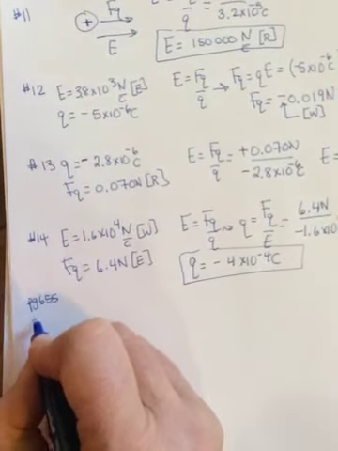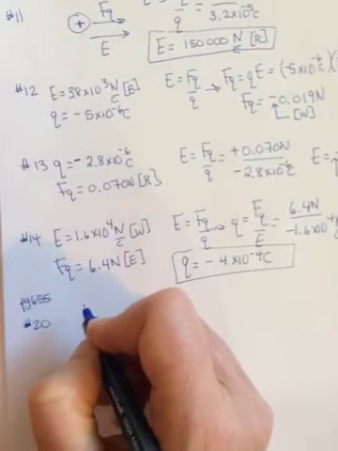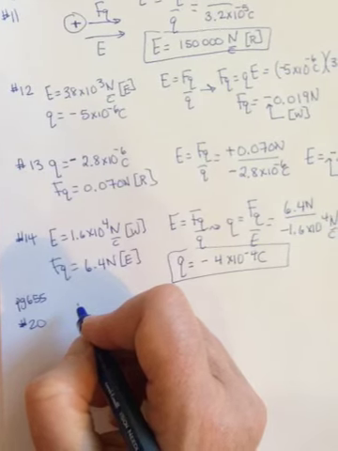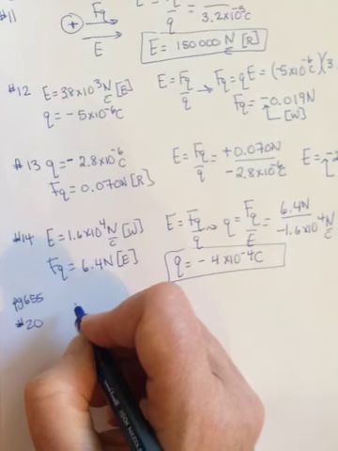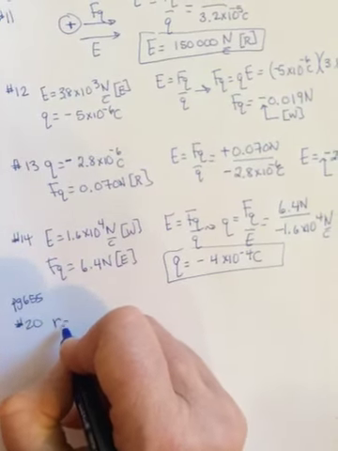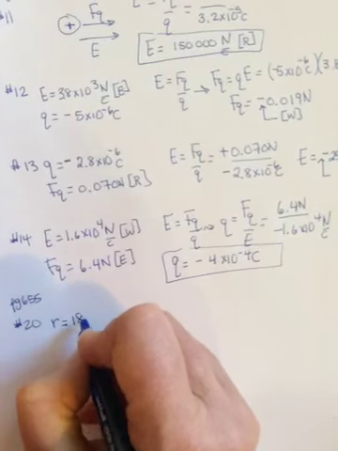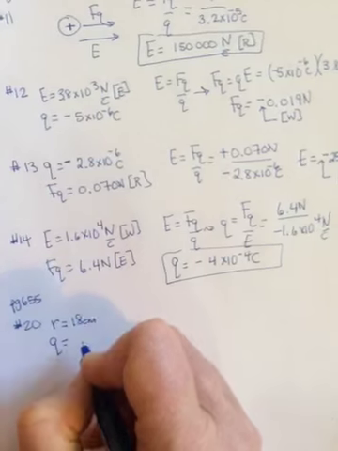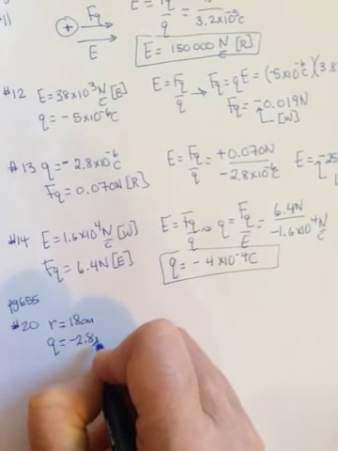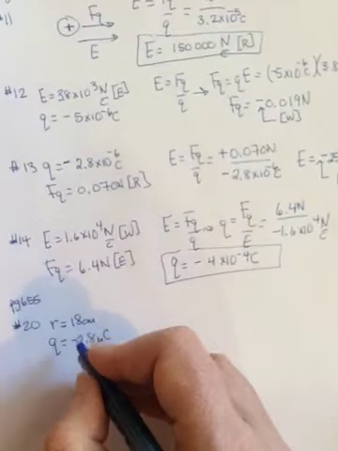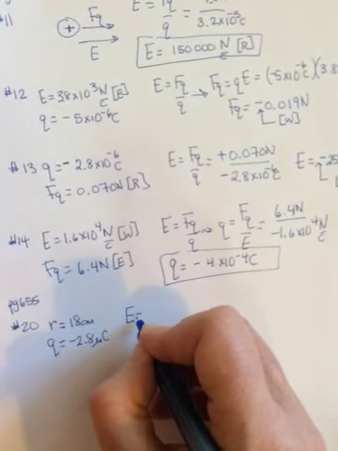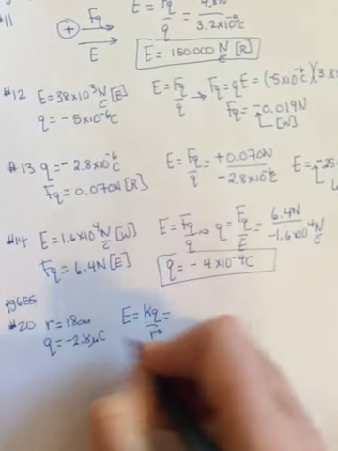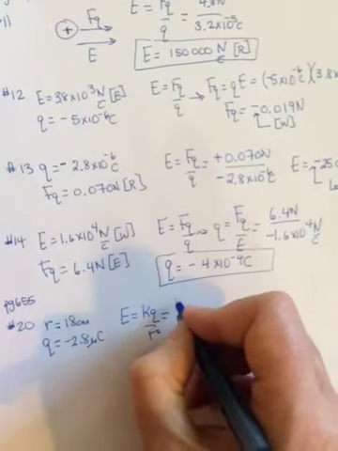I asked you to do number 20, which says calculate the electric field intensity at a point 18 centimeters from the center of a small conducting sphere that has a charge of negative 2.8 microcoulombs. So they're giving us an R that is 18 centimeters. Of course, we'll have to change that to meters. And they're giving us a Q of negative 2.8 microcoulombs. This one is the charge that's creating the field. We're going to use E is equal to KQ over R squared, where the Q is the charge creating the field and the one that has the R in it.